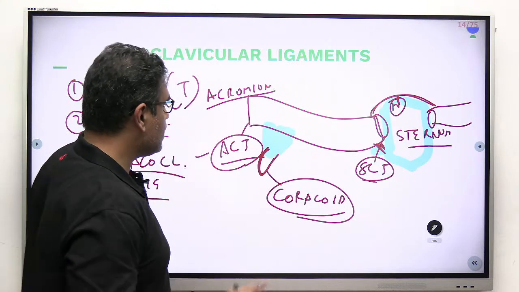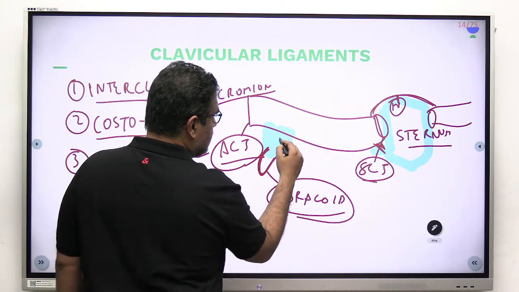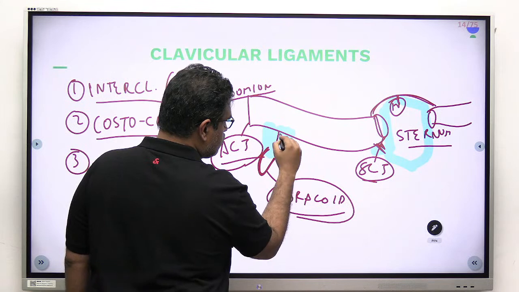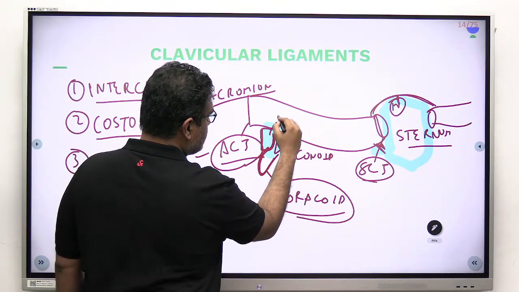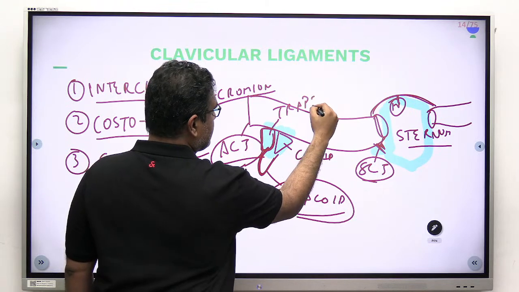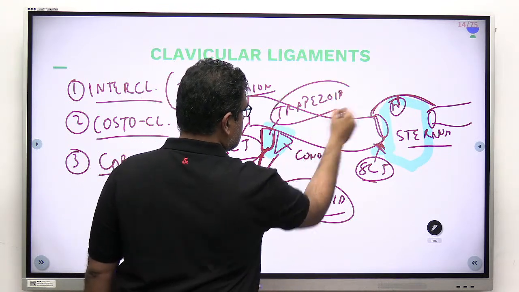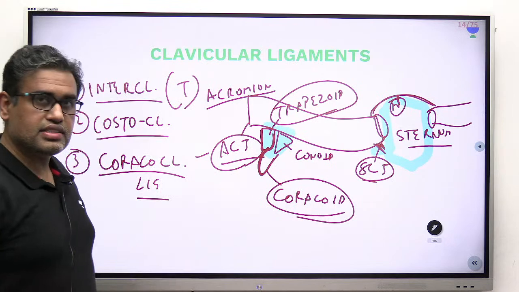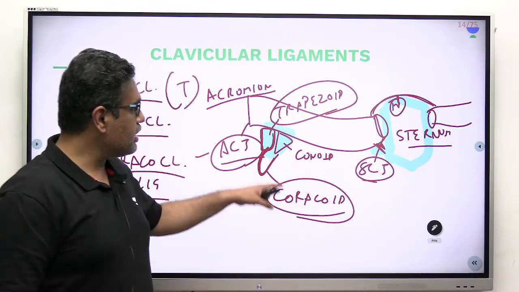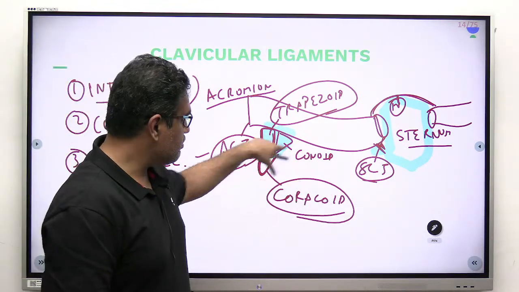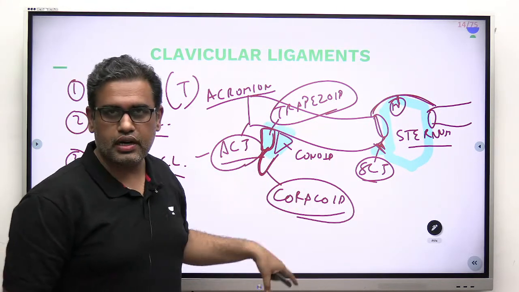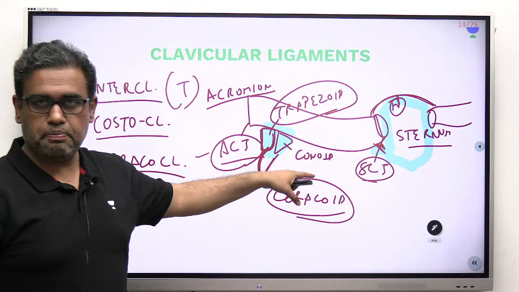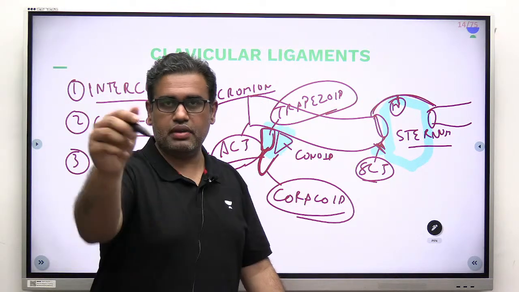Now, this coracoclavicular ligament is divided into two parts. A medial part, which is an inverted cone, the conoid, and a lateral part, which is sort of quadrilateral, that is the trapezoid. As the name suggests, trapezoid. So the coracoclavicular ligament itself has two parts: a medial conoid part, which is inverted cone shaped, and a lateral quadrilateral-shaped trapezoid part. That is the coracoclavicular ligament, and with costoclavicular and interclavicular, these are the three major ligaments.